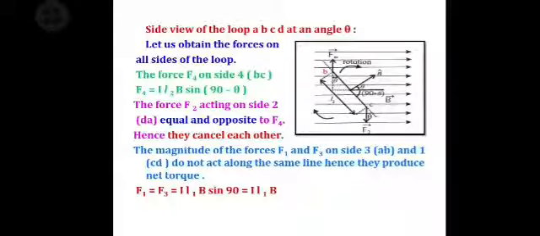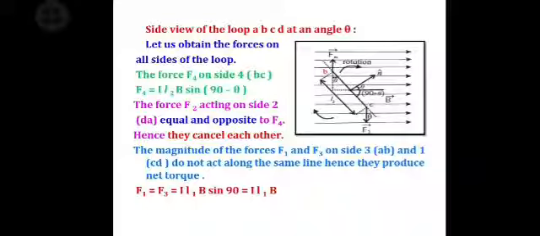We have seen that the force acting along AB is in the upward direction, while the force acting along CD is in the downward direction. So two equal and opposite forces separated by a finite distance cause a torque and create a rotational effect.